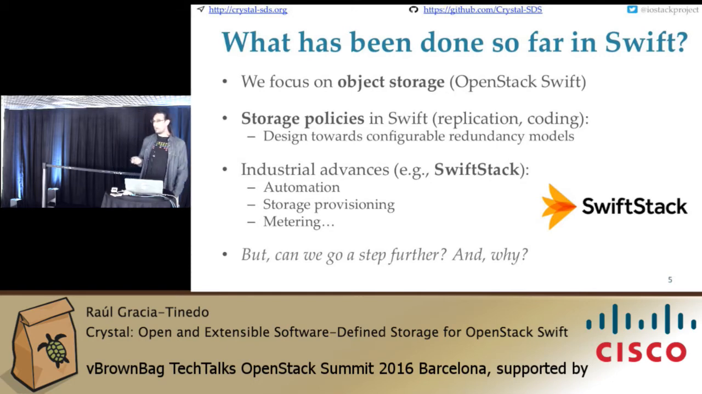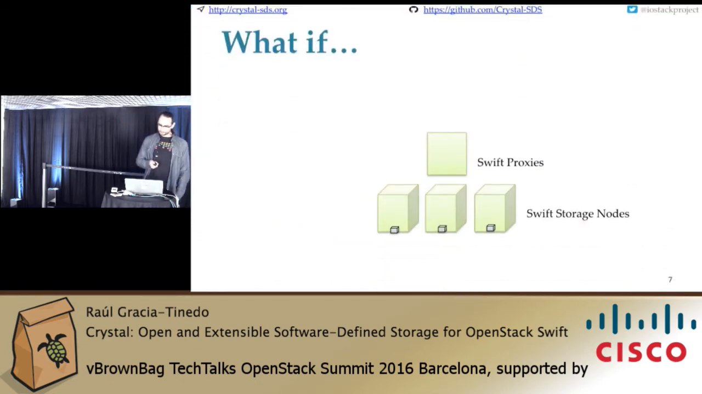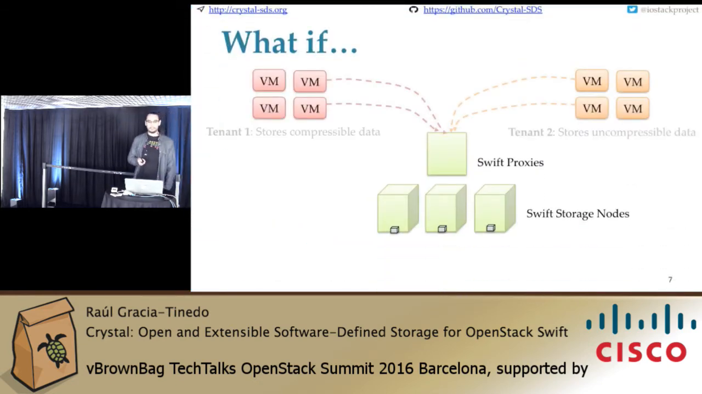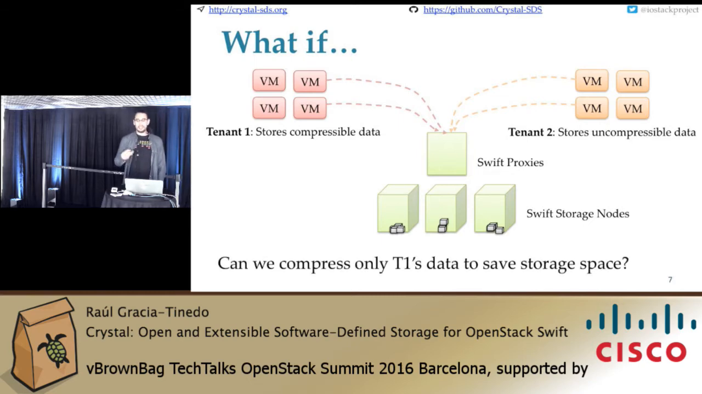And if so, why? Let me show a couple of advanced storage management problems. Let's imagine 2 tenants that are storing data in Swift. Tenant 1 stores compressible data, tenant 2 stores uncompressible data. My question here is, can we compress only T1's data to save storage space? The answer is that not easily in Swift.